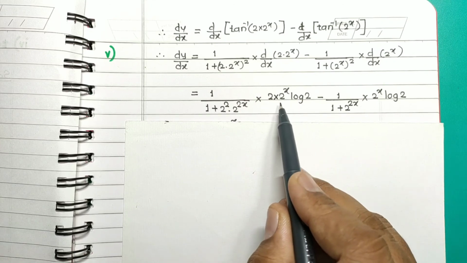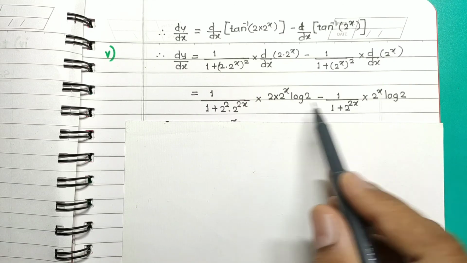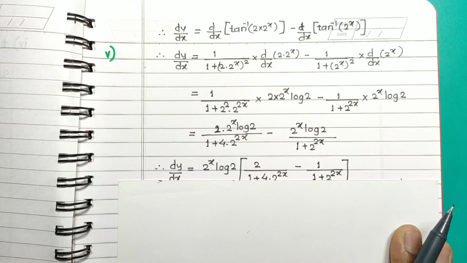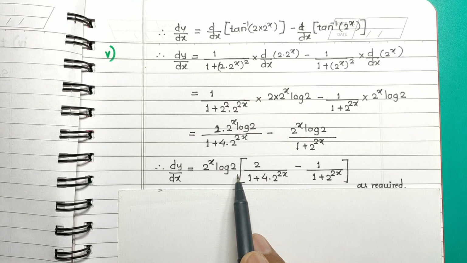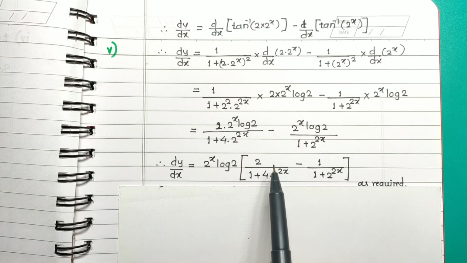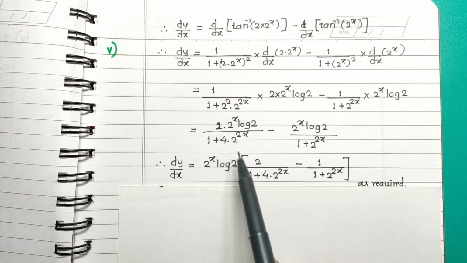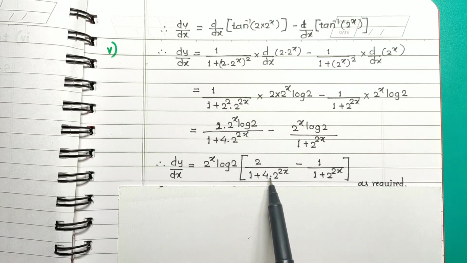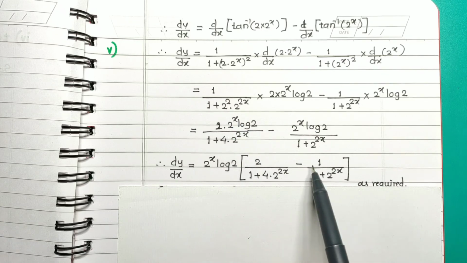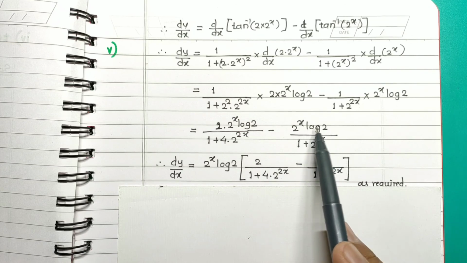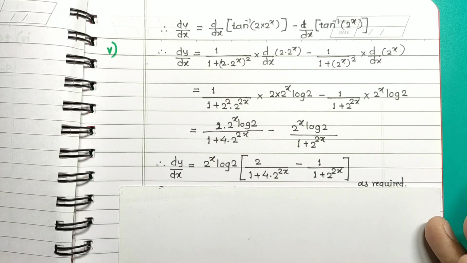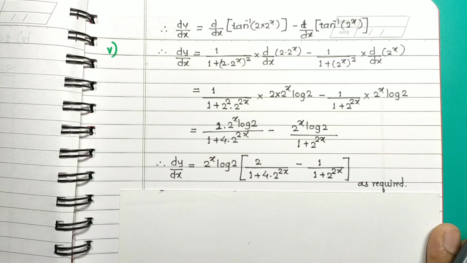Then see, we find 2 raised to x into log 2 common to both the terms. So taking it common, we can write it as 2 raised to x into log 2 into bracket. See here it is 2, and upon, see 2 square is 4, so 2 upon 1 plus 4 into 2 raised to 2x, minus, here by taking 2 raised to x log 2 common, we have 1 upon 1 plus 2 raised to 2x. So this is the required derivative.